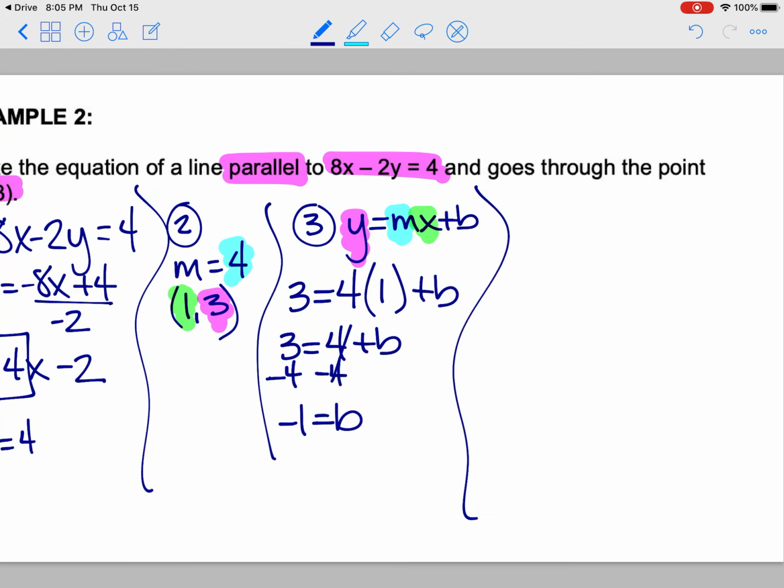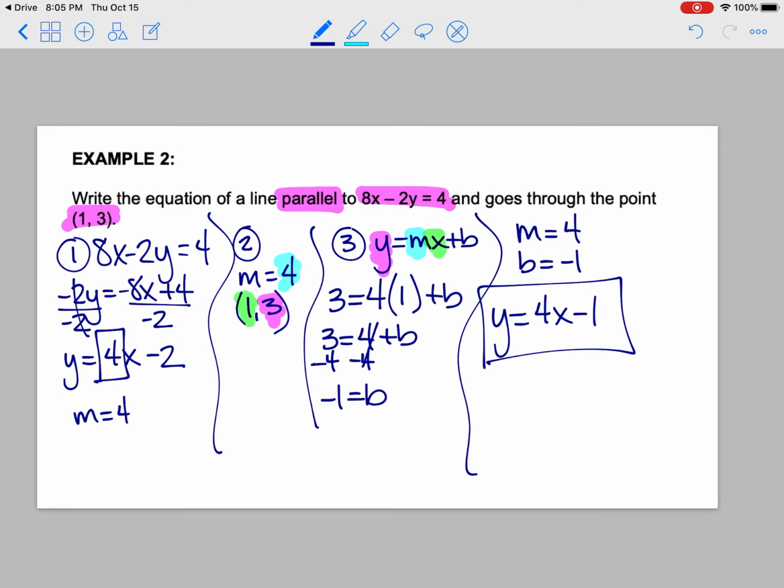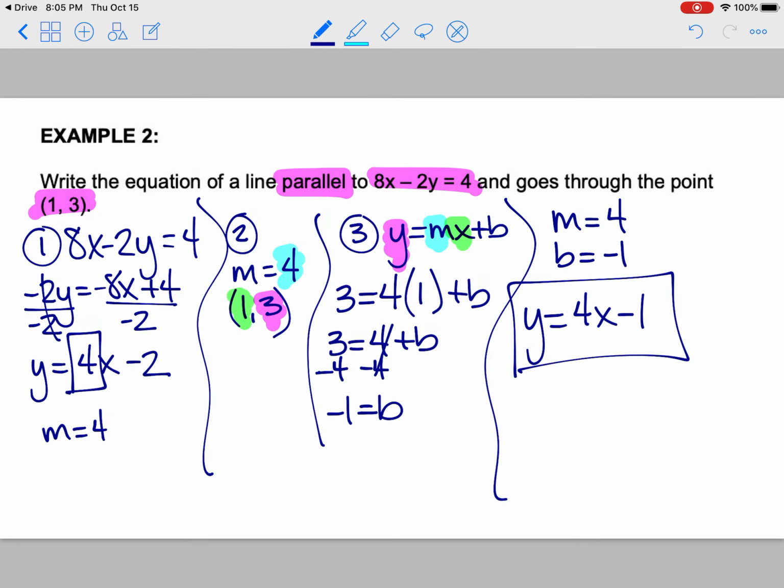So we now have our slope, which is 4, our y-intercept, which is negative 1. And so now we can plug it into our equation. y equals 4x minus 1. And that line would be parallel to our given equation, and it goes through point 1, 3. And so that would be our final answer.